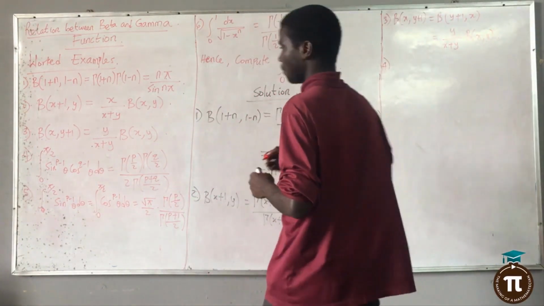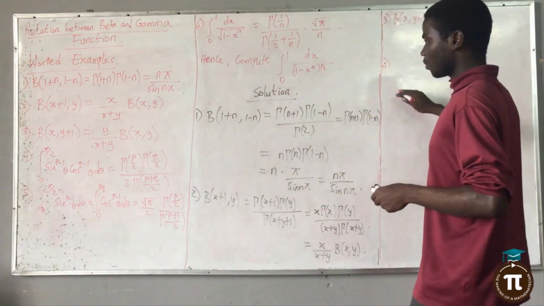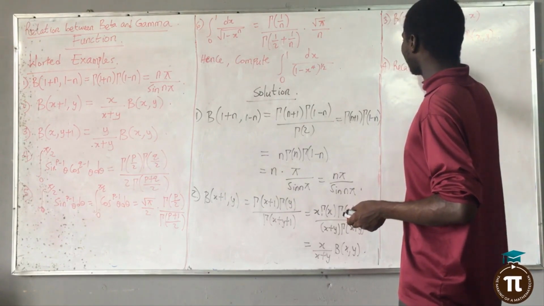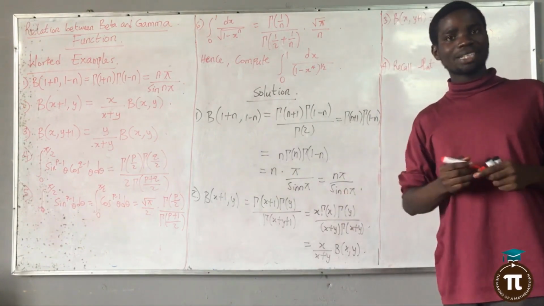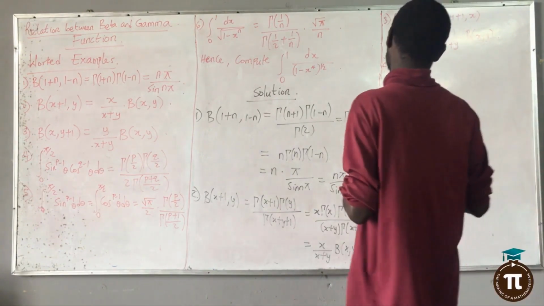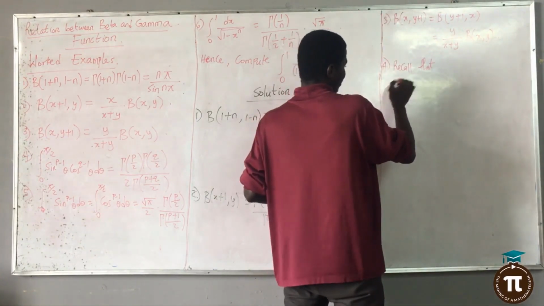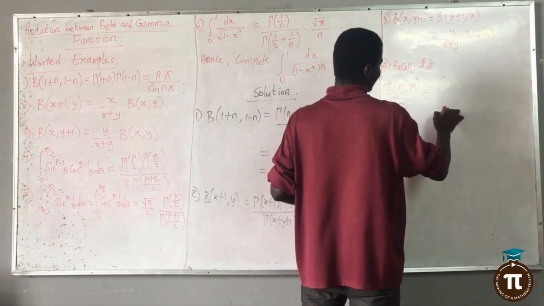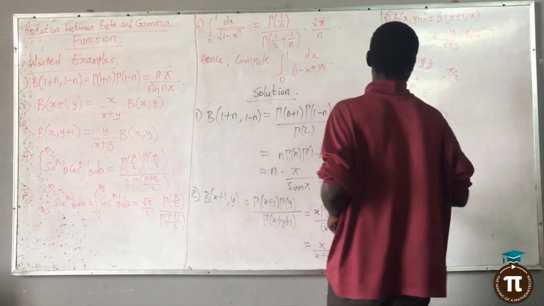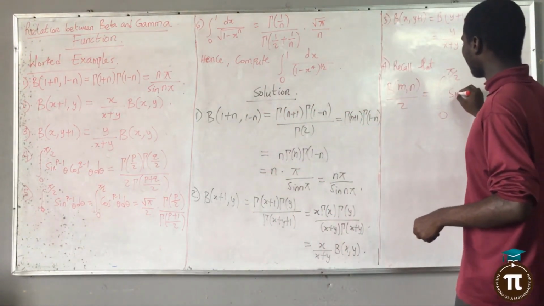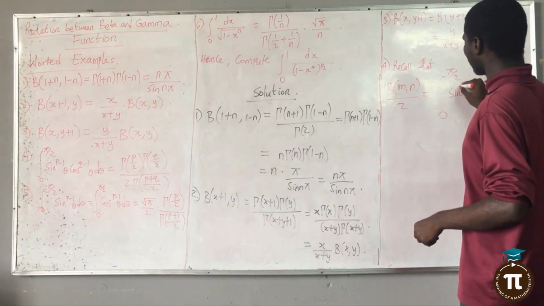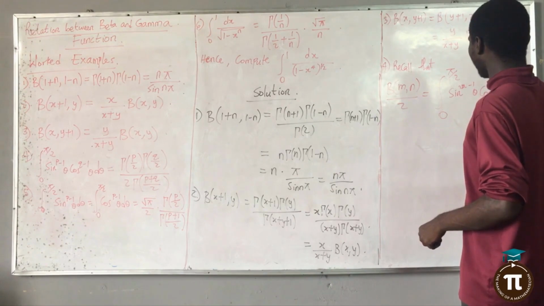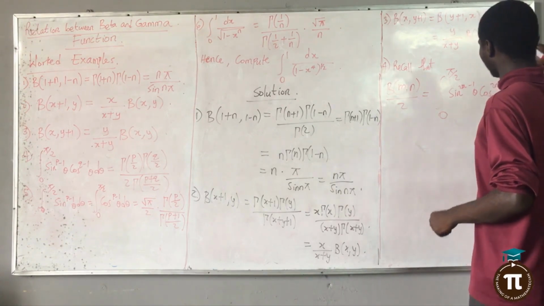Number 4. Now this one, recall that this is where I'm going to start from. Recall the polar definition of the beta function: beta of m comma n, I have to put 1 over 2 here, is equal to the integral from 0 to pi over 2 of sine to the power 2m minus 1 theta, cos to the power 2n minus 1 theta, d theta.